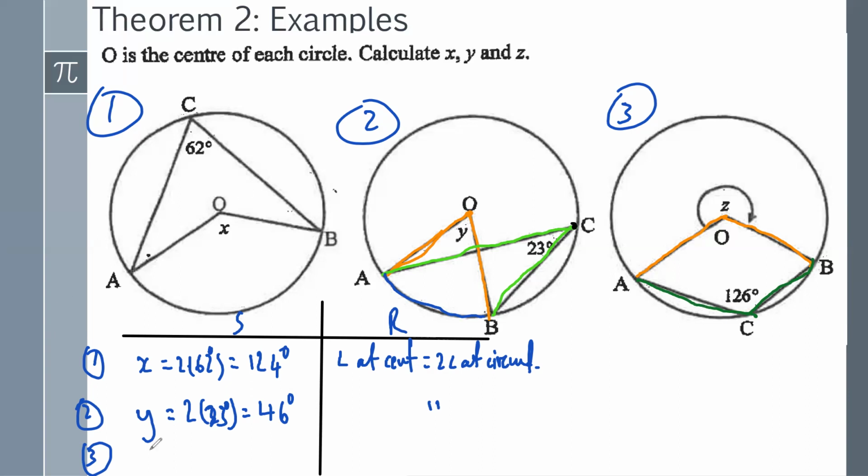Then we put up our statement from the theorem, and that is Z is equal to 2 times 126. That should give us, I suppose, 252 degrees. For the same reason, angle at the center is twice angle at the circumference.